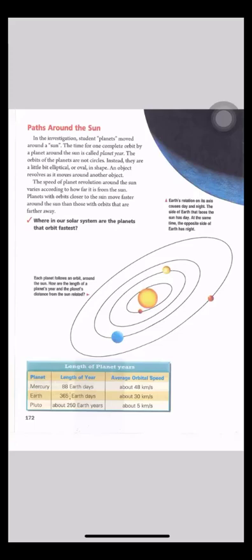Today's new subject is about paths around the sun. The time that a planet takes to complete an orbit around the sun is a planet year. What's a planet year? It is the time that any planet takes to complete one orbit around the sun. Look at this picture.